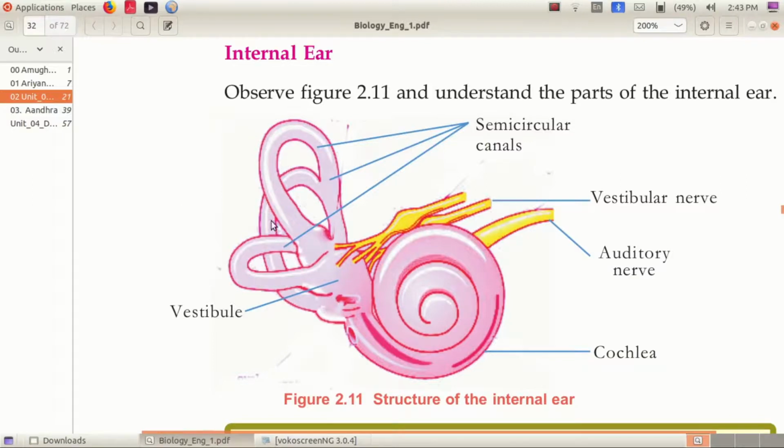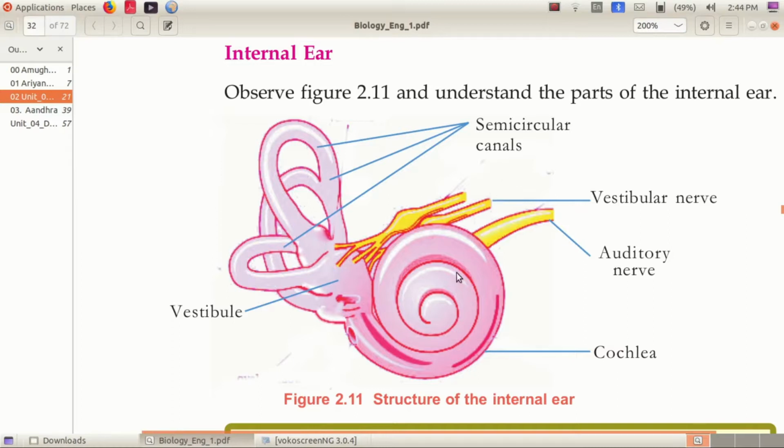So internal ear performs 2 functions, balancing and hearing. Vestibule and semicircular canals perform balancing of the body, but the cochlea has only one role, that is hearing. Then there are 2 nerves starting here. From the vestibule there is the vestibular nerve that gives impulses for balancing of the body. Auditory receptors or sound receptors are found in cochlea. The impulses from the cochlea go through the auditory nerve to the cerebrum, and then we can hear the sound.